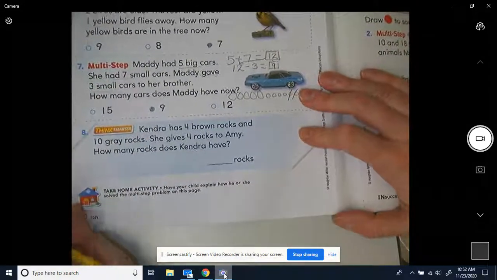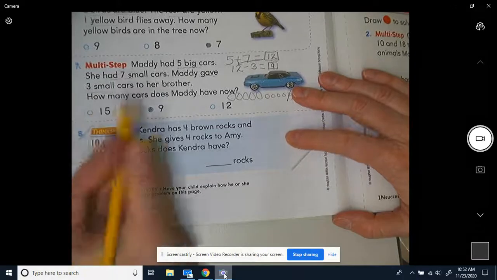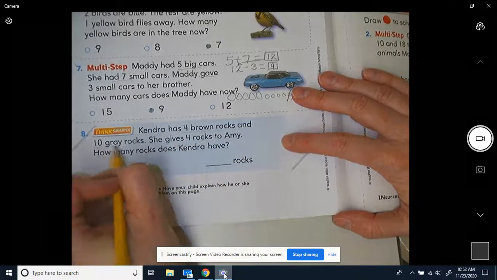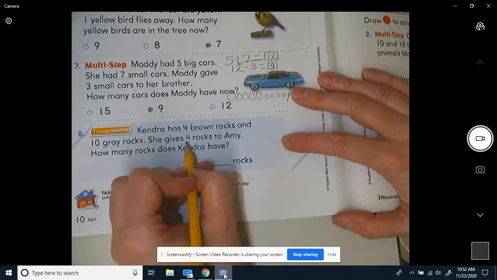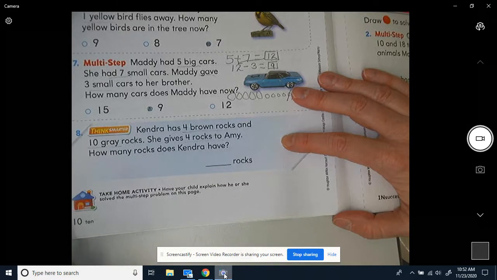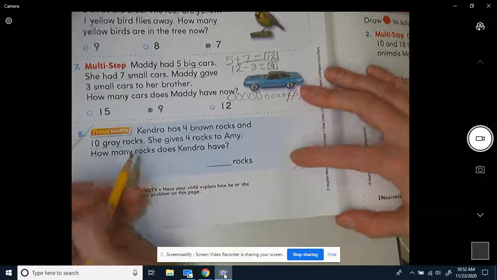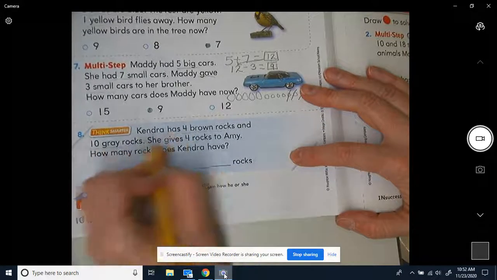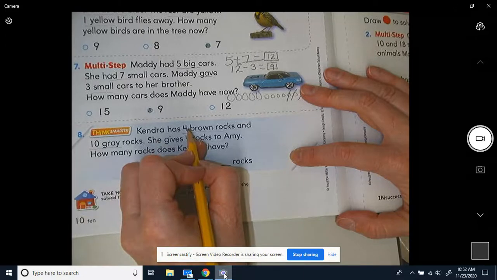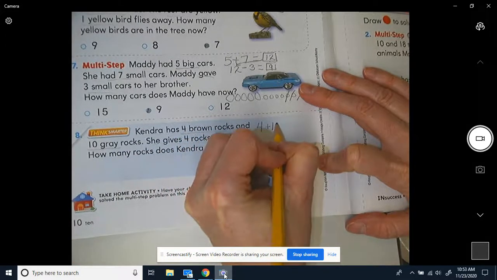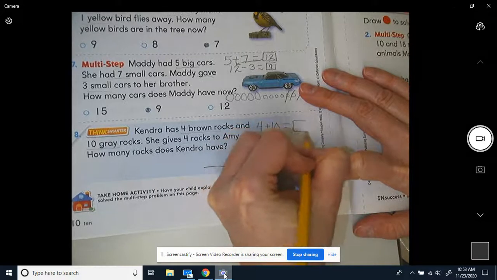Here's the last one we're going to do together. Kendra has 4 brown rocks and 10 gray rocks. She gives 4 rocks to Amy. How many rocks does Kendra have? Well, first of all, let's see how many she has to start with. She has 4 brown and 10 gray. What are we going to do to those 2 numbers to see how many she has? We're going to add. 4 plus 10 equals something.